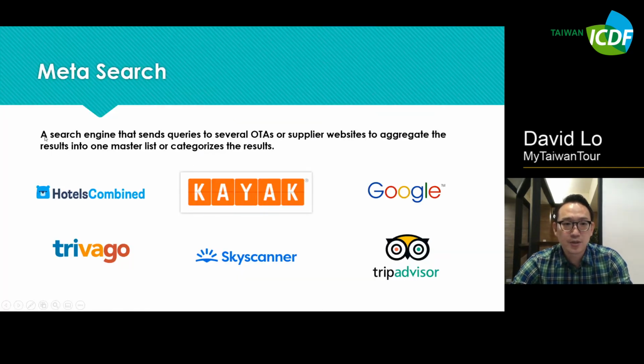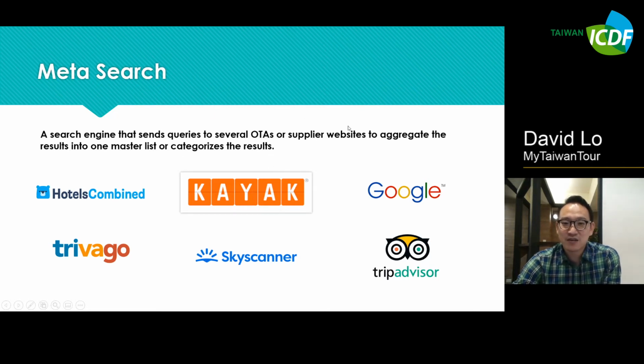Okay, so now we go on to Metasearch. What's Metasearch? By definition, Metasearch is a search engine that sends queries to several OTAs or suppliers' websites to aggregate the results into one master list or categorize the results.